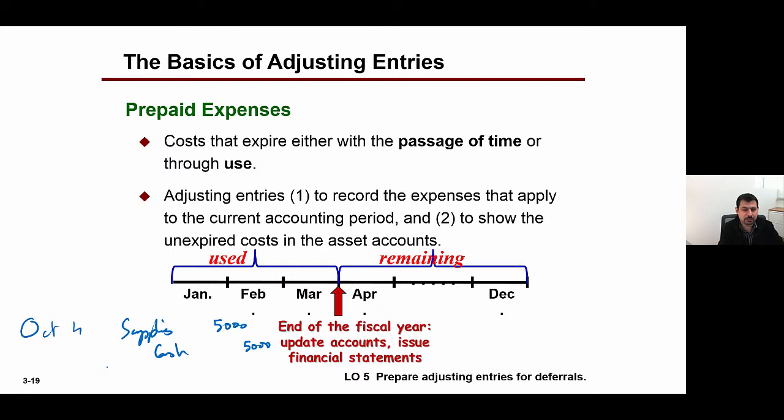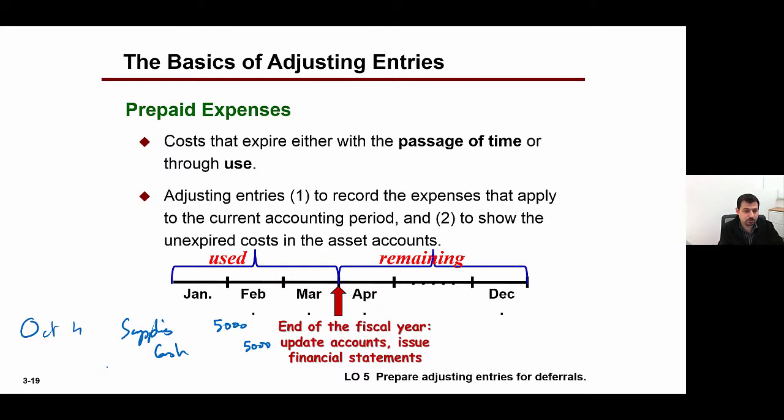But let's say that at the end of the accounting period, at the end of October, we found that we have used $2,000 worth of supplies. Do we still have $5,000 in supplies? That would be misleading. It's not correct. So we need to adjust for that. We need to decrease supplies by 2,000. Those are the supplies that were used during this time.